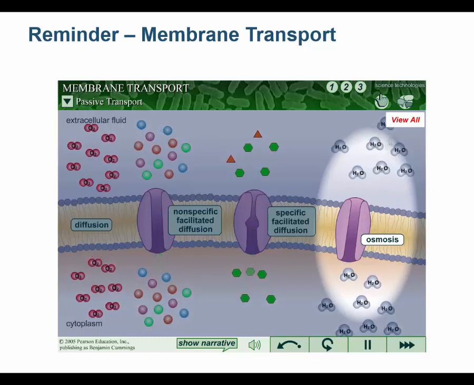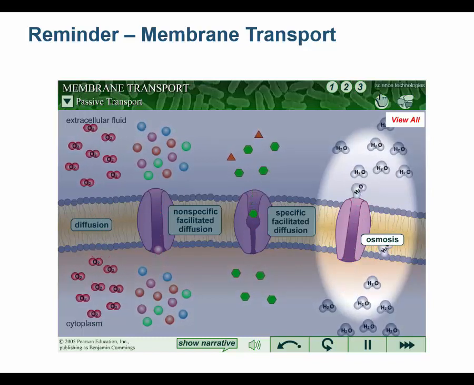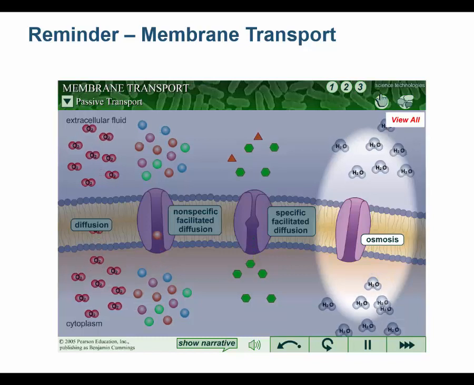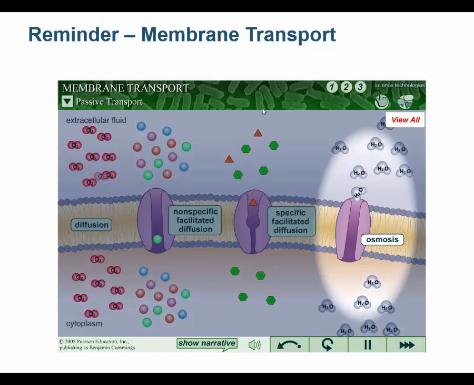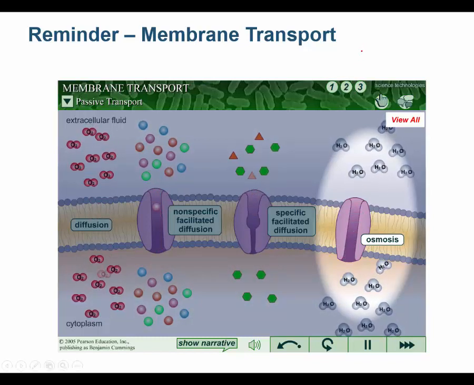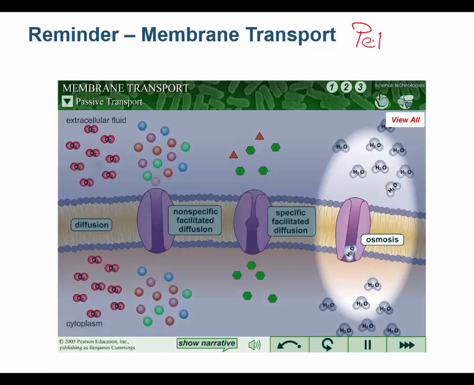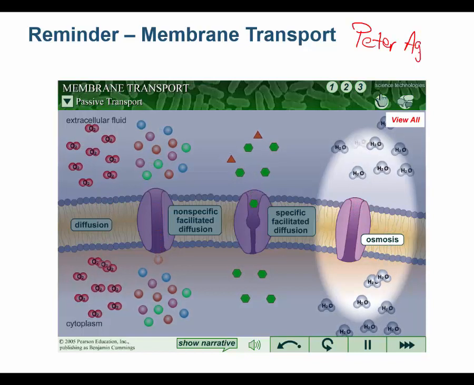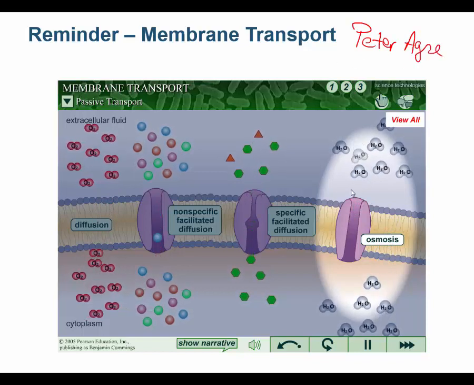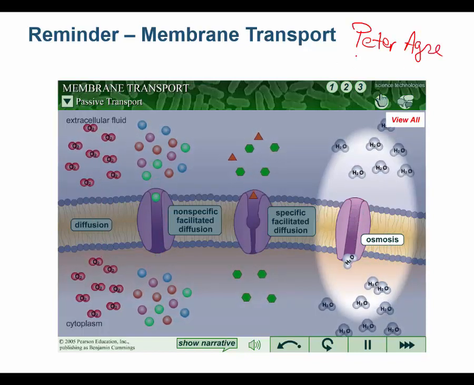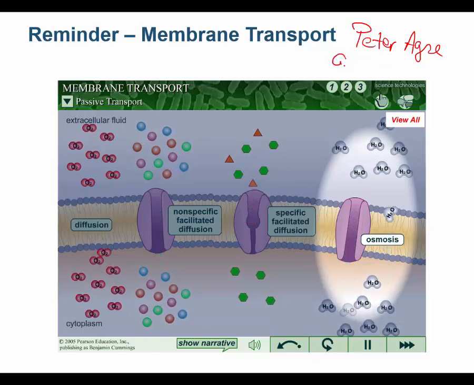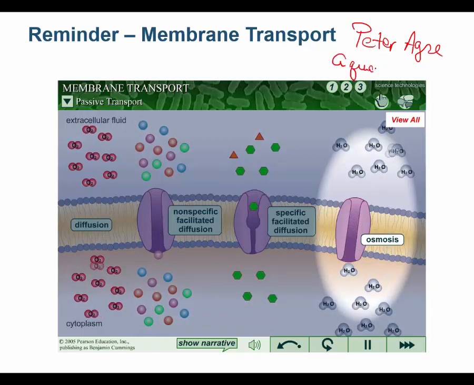This discovery of osmosis actually being facilitated diffusion, because some simple diffusion occurs, but most of the water moves by facilitated diffusion, was made by Peter Agre. He won the Nobel Prize for this, and these proteins right here that allow water through are collectively called aquaporins.